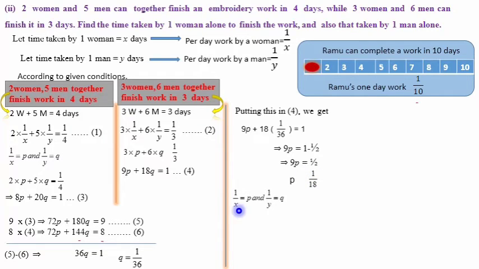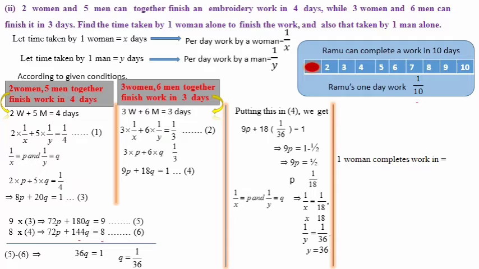Now 1 by x and 1 by y, we have to resubstitute the values with p and q. 1 by x is equal to p, whose value is 1 by 18. When you take the reciprocal, x is equal to 18. Same way, 1 by y is equal to 1 by 36. When you take the reciprocal, y is equal to 36. Now x and y we have got.